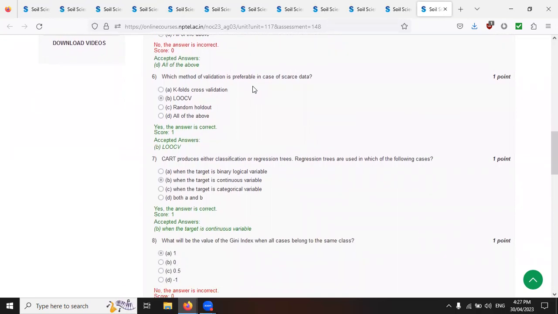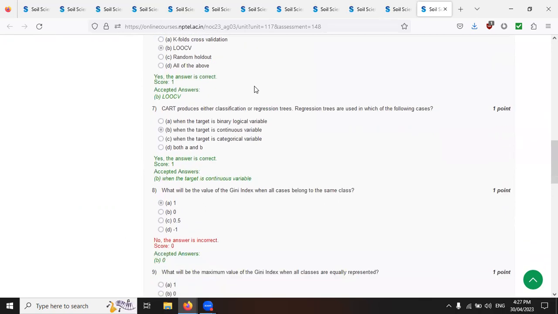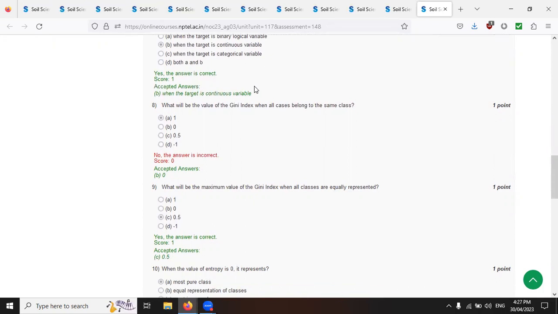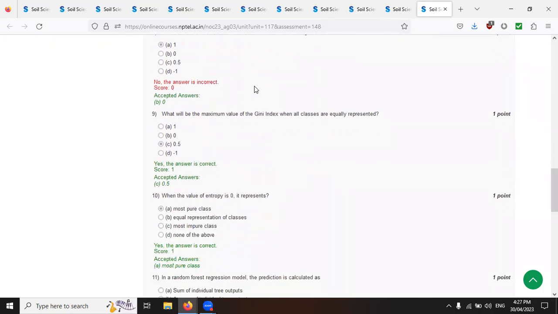CART, C-A-R-T, produces either classification or regression trees. Regression trees are used in which of the following cases? Continuous. My hand's so small. What will be the Gini value index when all classes belong to the same? Zero. Nil. What will be the maximum value of the Gini index when all classifications are equally represented? 0.5.